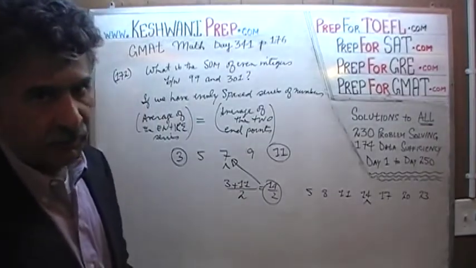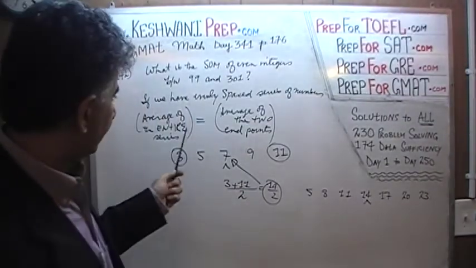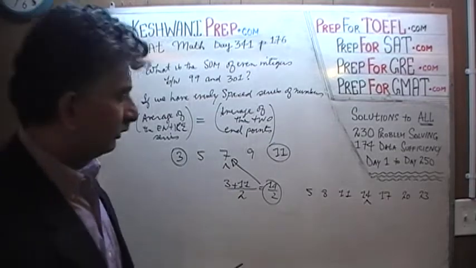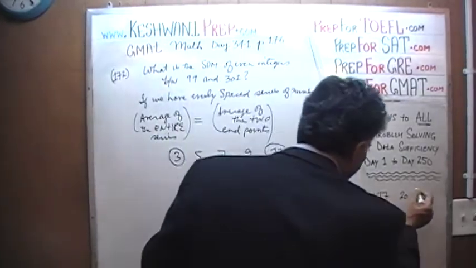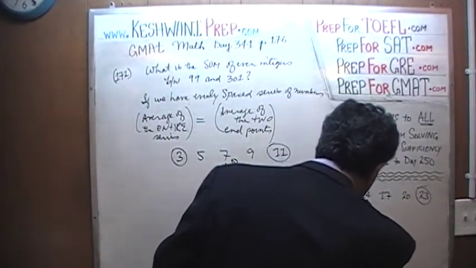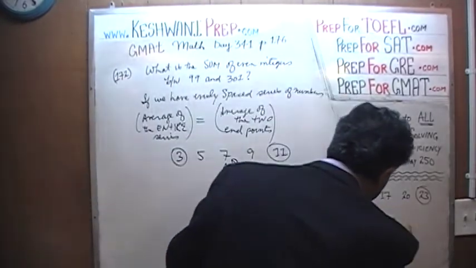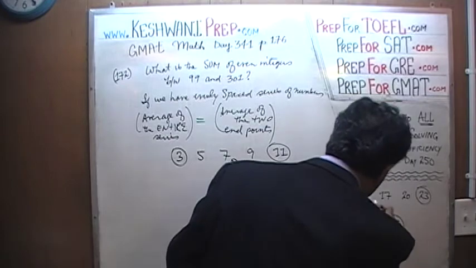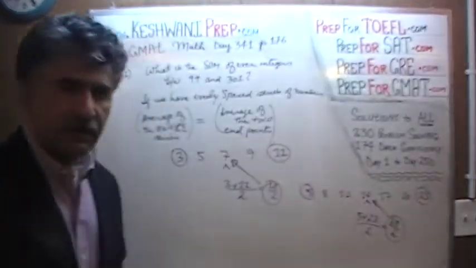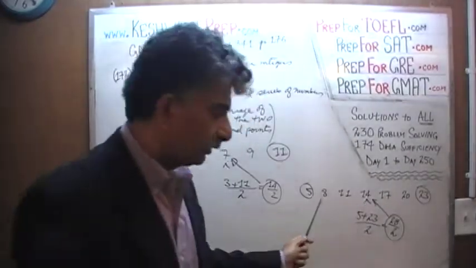Now, one more time, another way to figure out the average is to simply take the average of the two extremes, the two endpoints. 5 plus 23 divided by 2: 5 plus 23 is 28, 28 divided by 2 is 14. As you can see, the average of this series is simply the average of the two endpoints.